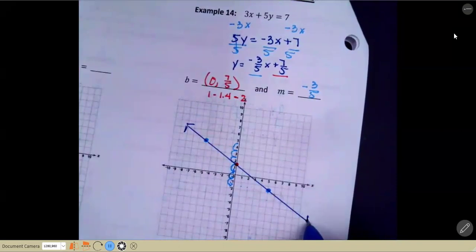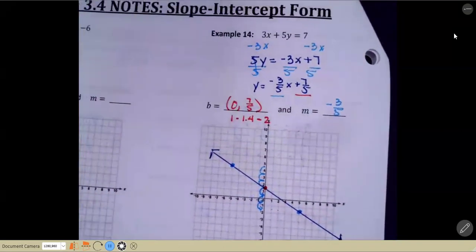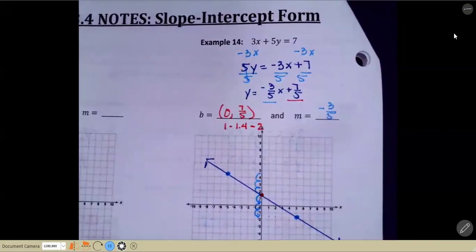And it should represent a negative slope going in that direction. Okay. So that's how you graph with a y-intercept of a fraction.